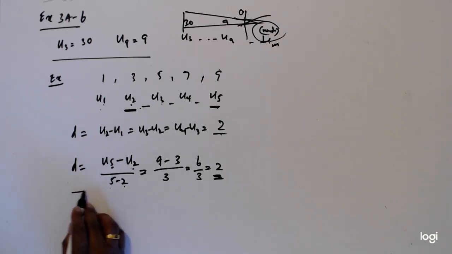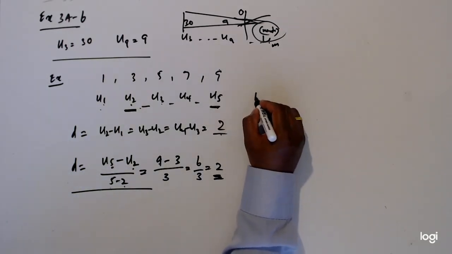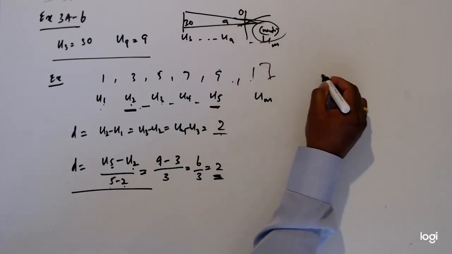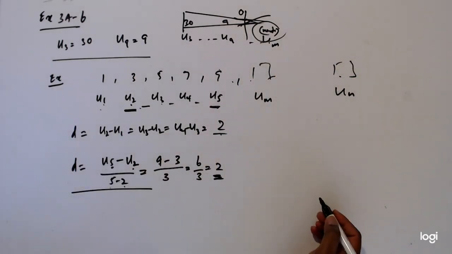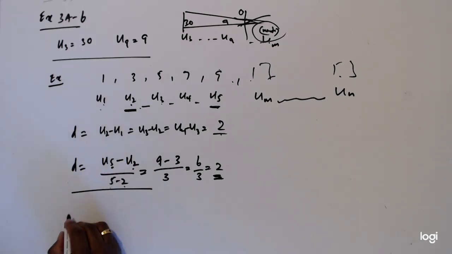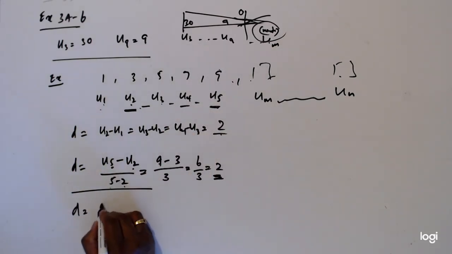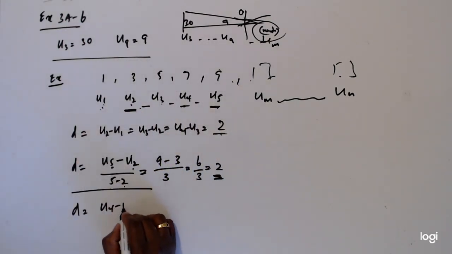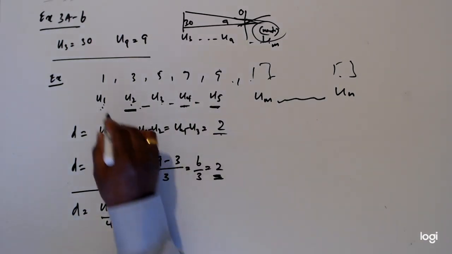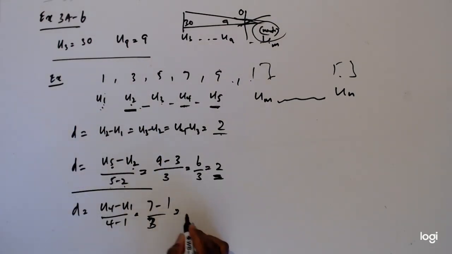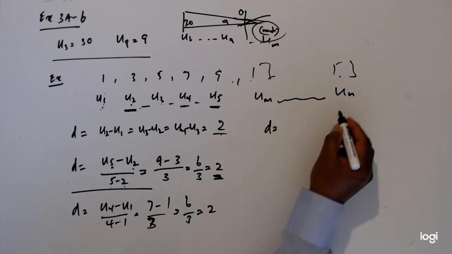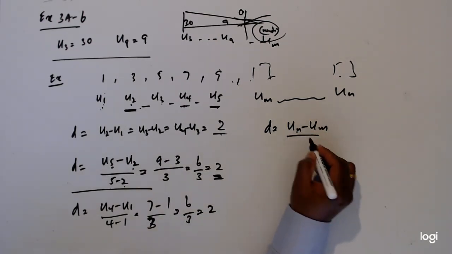So how do we generalize this one? Assume we have a term here, Um, in this sequence, and we have a term here, Un. So how do we find D now? Another one before I go to this: D equal U4 minus U1, over 4 minus 1. So U4 is 7, U1 is 1, 4 minus 1 is 3. So this is 6 divided by 3 equal 2. So likewise, we can generalize: D is Un minus Um over n minus m.